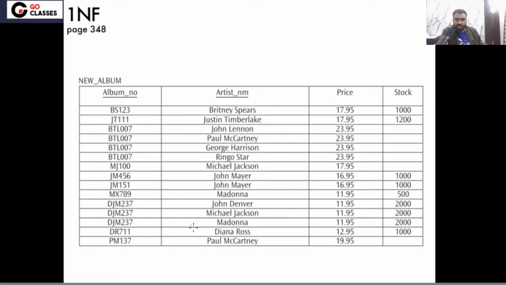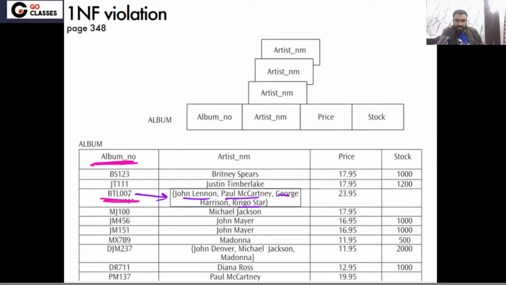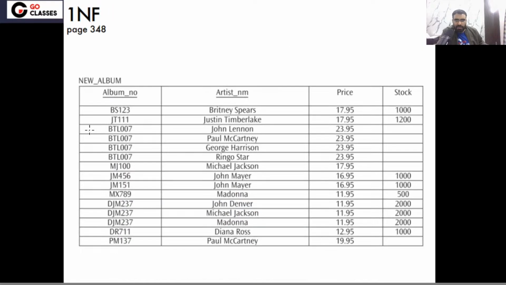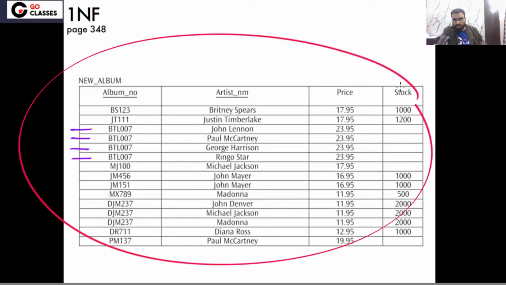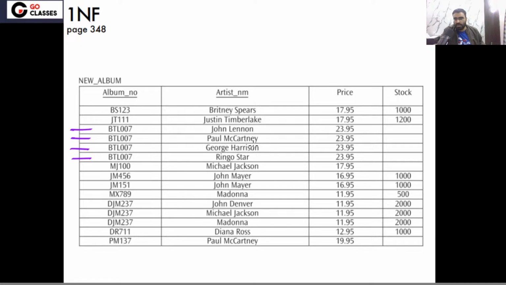So basically this is what you are going to do. You can notice this album, BTL007, we are splitting into 4 rows. For every artist we are creating one tuple. Now this table is in the first normal form. Is this clear? So now this table is in the first normal form, but now there is redundancy in this table. Can you find where the redundancy is?